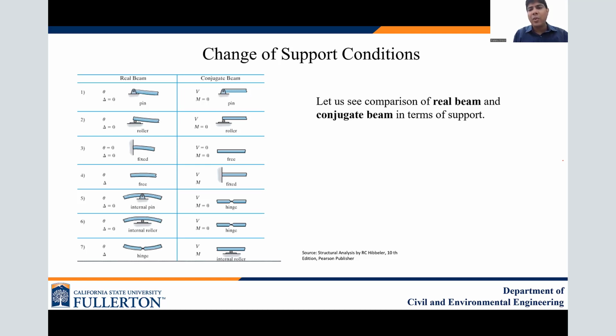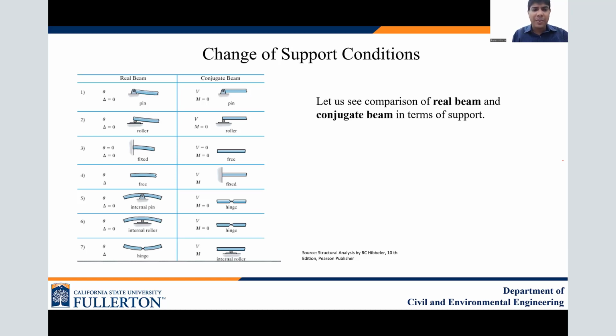So for pin and roller, we are just keeping the same as it is. We are not going to change any support condition. But for fixed, it will become free. Free becomes fixed. Then you can have some internal pin, internal roller. How that condition will change in the conjugate beam, which is basically your fictitious beam.